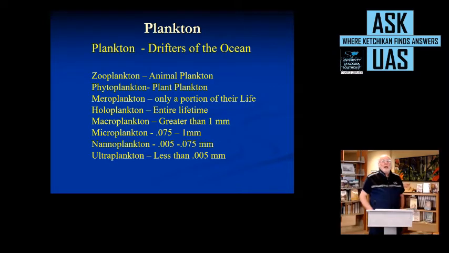There's meroplankton, which are plankton for only a portion of their life, and I'm going to show you slides of what it looks like as a plankton and what it grows into as an adult, and they don't even resemble each other. So a lot of organisms in the ocean, like crab and sea stars and those kinds of things, all start out as plankton, drifting around in the currents, and how they distribute depends on the currents.